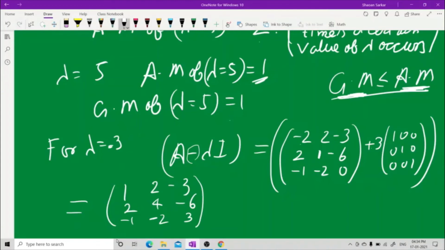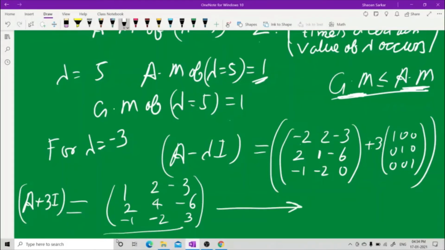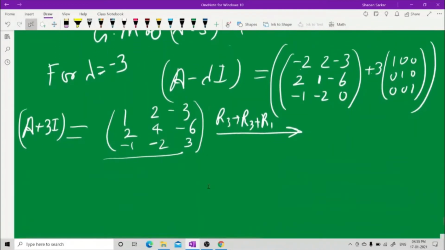Now do one thing. This is what you got for lambda equal to minus 3: A plus 3I as this. Now use row operations straight away. R3 is replaced with R3 plus R1. And then R2 is to be replaced with R2 minus 2R1. See what happens now here.